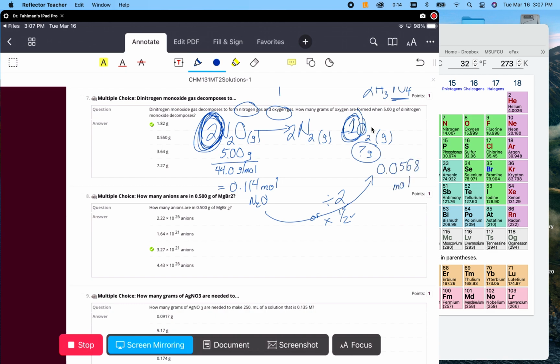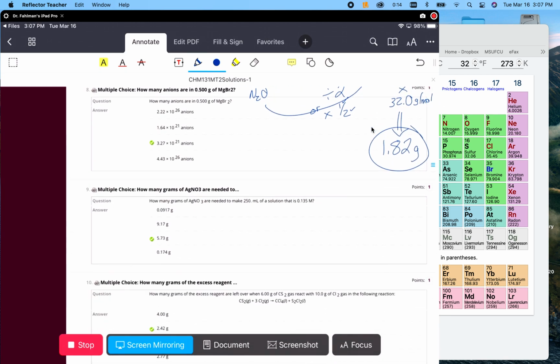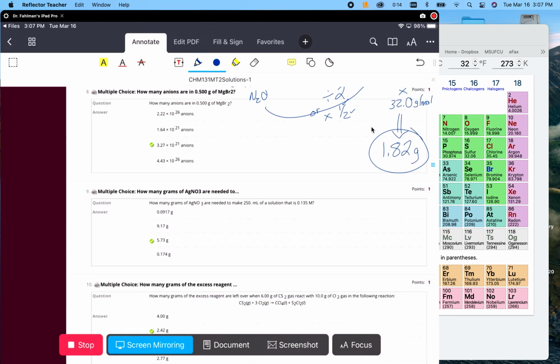0.0568 moles. Okay, and then it's asking for grams, so we're going to have to multiply by the molar mass for oxygen. And so that's 32 grams per mole. So 2 oxygen atoms, each are 16. And so 32 times that will give you 1.82 grams. Okay.